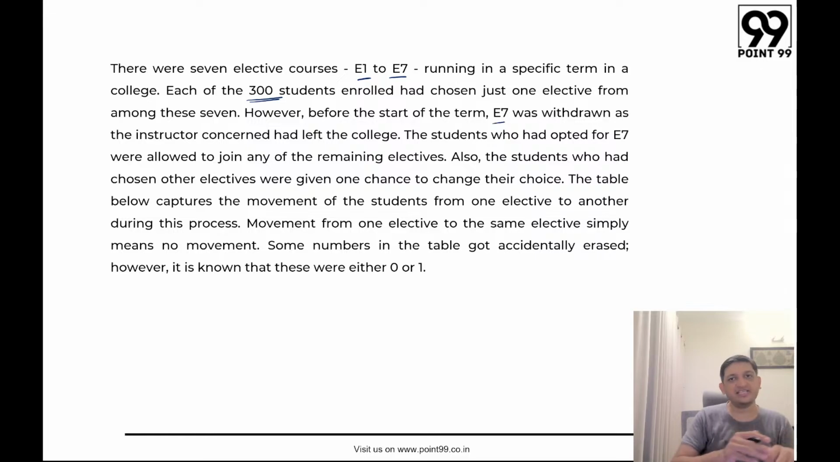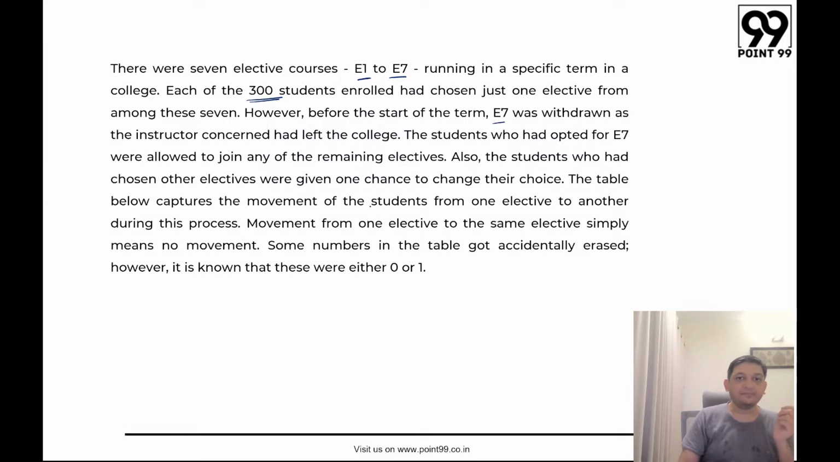So if someone from E7 wants to go to E1, E2, E3, E4, E5, or E6, that would have been fine. Also, if you were stuck with E4, but suddenly you realize you don't want E4, you want E5, let's say, then you would have been able to shift to E5, right? So one chance was given to change their choice.